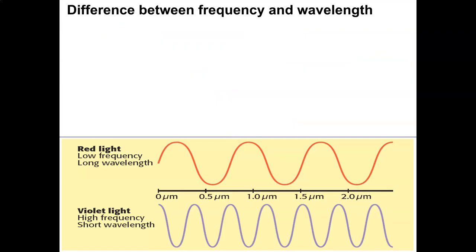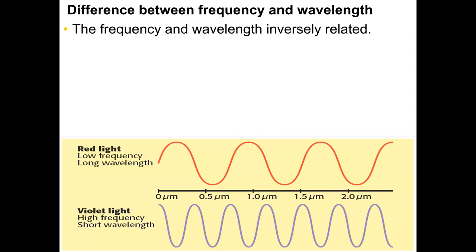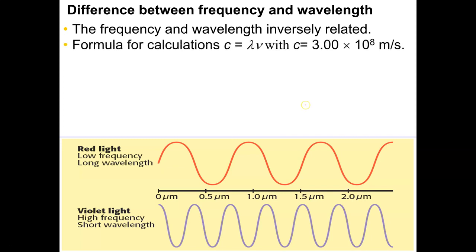All right, difference between frequency and wavelength. Frequency and wavelength are inversely related. The formula for calculating it is this. This is a very important formula. It tells you that when you multiply the wavelength times the frequency, it equals the speed of light. That's what c is. c is the speed of light. And you're asking, what's the speed of light? This is the speed of light. Now, something you need to be aware of is that this is a constant. This is going to be given to you.